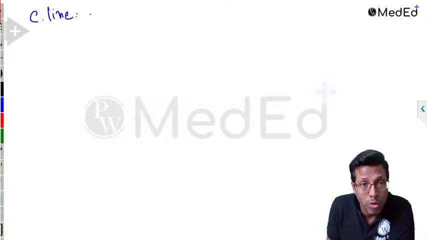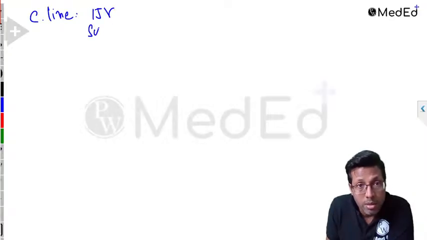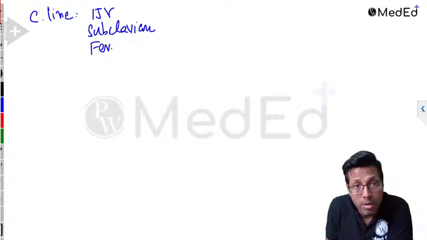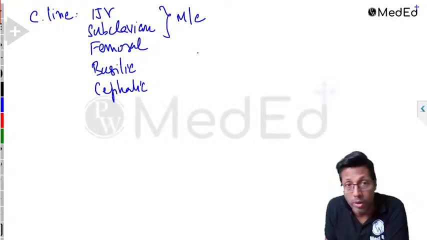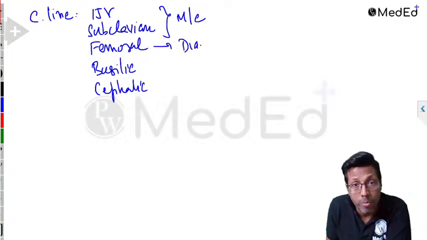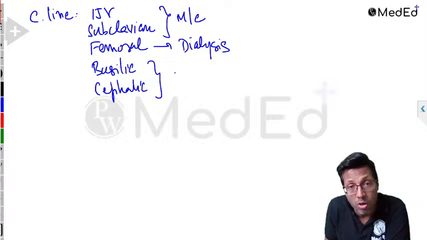First of all, central line. Central line is inserted in any major vein of the body: internal jugular vein, subclavian, femoral, basilic, and cephalic. Normally, the most common that you have seen is internal jugular and subclavian. Femoral is the one which normally goes in for dialysis. Basilic and cephalic are normally used for chemotherapy as chemotherapy ports.